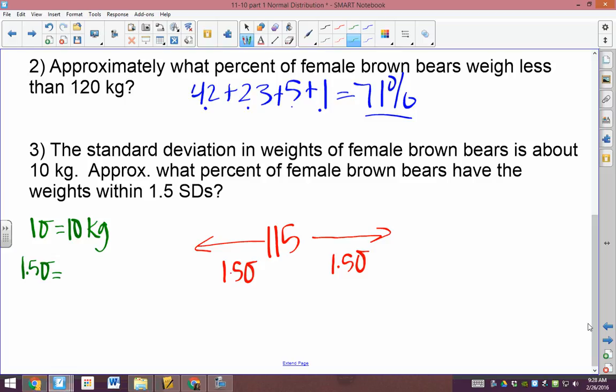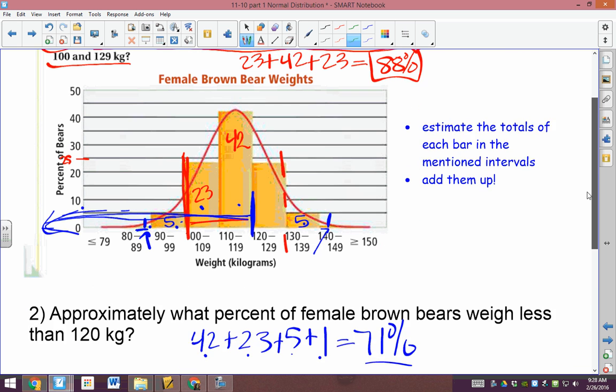So how could we find 1.5 standard deviations? Or just multiply by 10. Okay, so 1.5 times the standard deviation is 15. So that's 15 on either side. If we add 15 to 115, what do we get? 130. That's the high end of 1.5 standard deviations. And then we'd also have to subtract 15. It's 100. So we're looking at data of the female brown bears between 100 and 130.